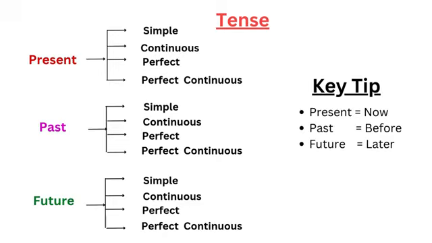Here are the 12 tenses: present simple, present continuous, present perfect, present perfect continuous, past simple, past continuous, past perfect, past perfect continuous, future simple, future continuous, future perfect, future perfect continuous.